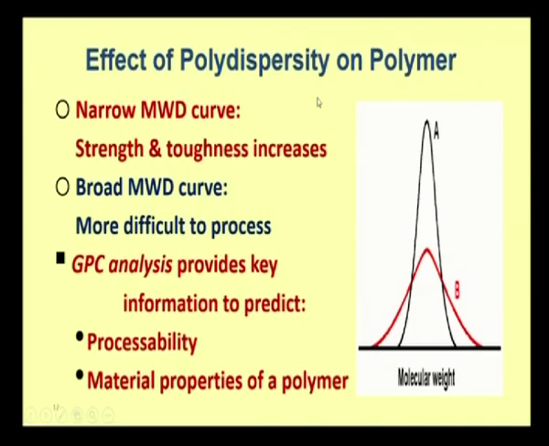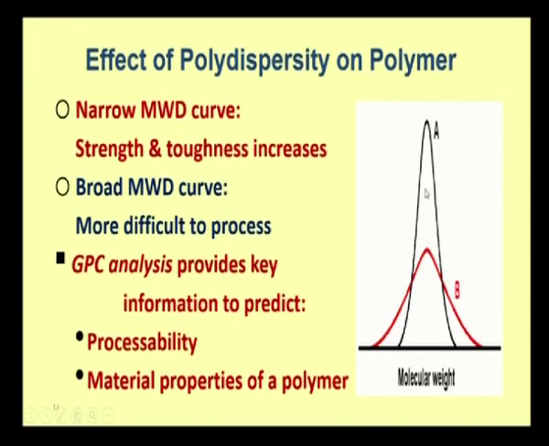Now, what is the effect of polydispersity on the polymer properties? If you have a very narrow molecular weight curve, for example, A is supposed to be a narrow curve, the strength and toughness of such polymer samples increases very nicely. That is because almost all the polymer chains are uniform or very close to each other. There is not much variation in the molecular weight. Similarly, when you have a broad molecular weight distribution curve, indicated by curve B over here, compared to A, B is more broad.